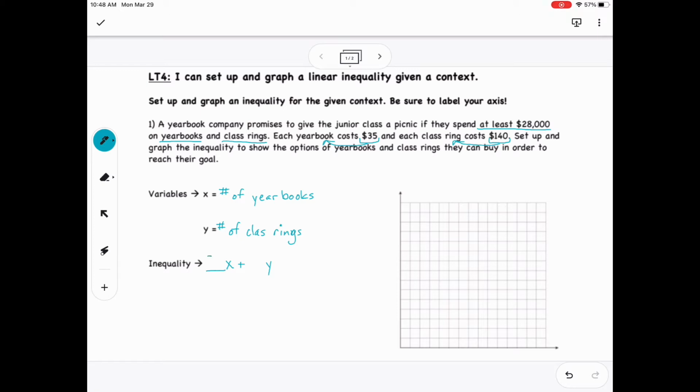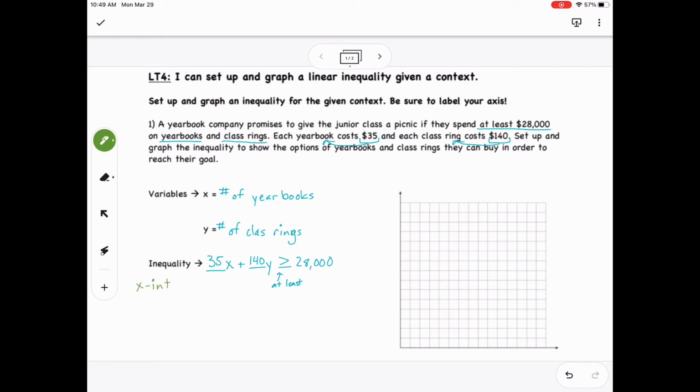So these will be set up in standard form. Because you're talking about X as yearbooks, 35 should go with X, 140 should go with Y because they're both talking about the rings. When they say at least, that means that it would be a greater than or equal to sign, and that would be 28,000. So there's our inequality.